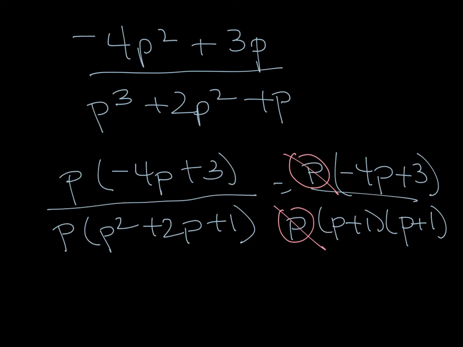Now, notice on the top I have the binomial negative 4p plus 3, and on the bottom I have p plus 1 and p plus 1. Those are not alike. We cannot cancel them out. Now at this point I always have students go, yeah, but what can you cancel out the p on top and the p on the bottom?